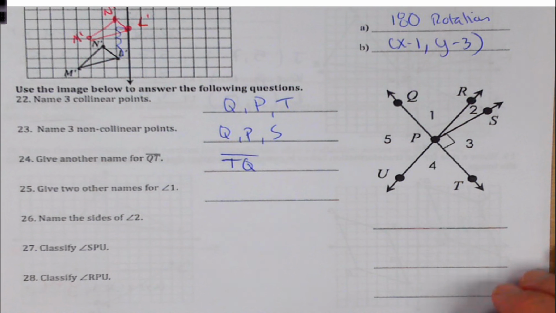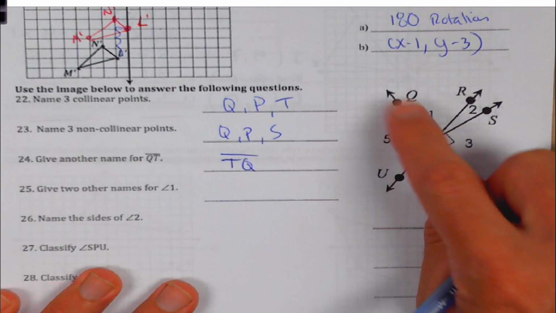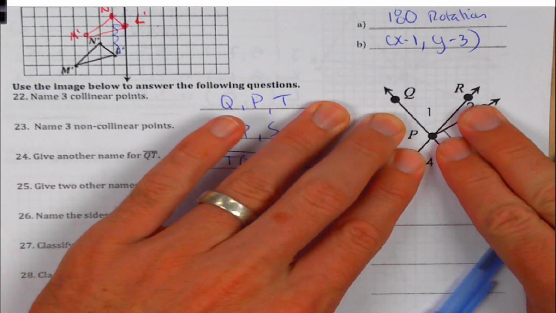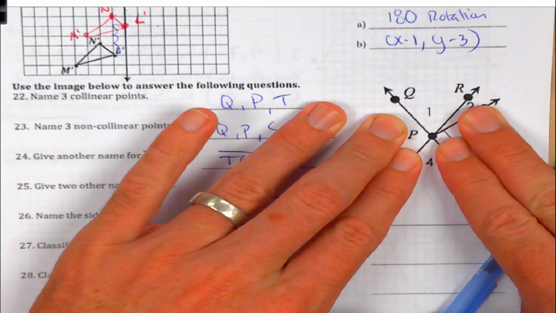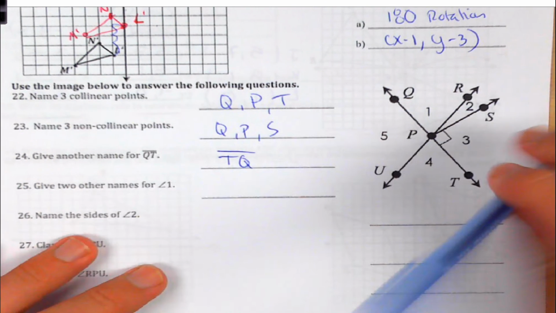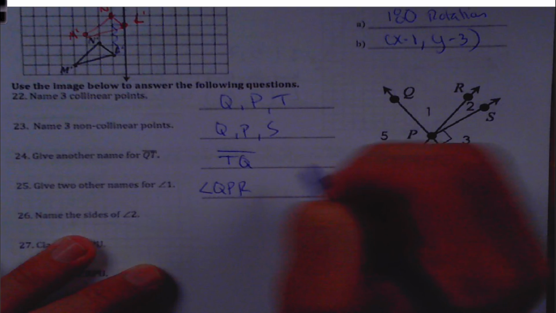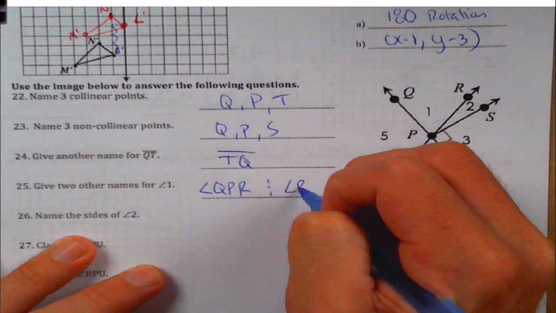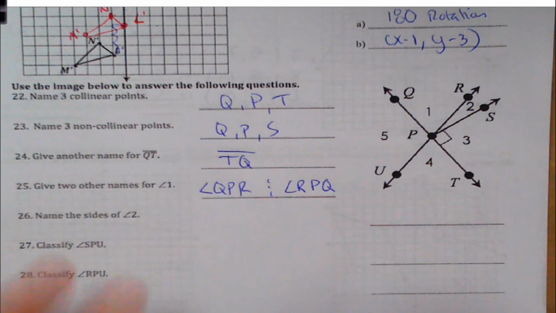Give 2 other names for angle 1. Well, that's right here. That's QPR. So again, if I were to use this, you want to use the vertex P in the middle of Q and R. So we get QPR, and we can do it the other way, RPQ if we want.